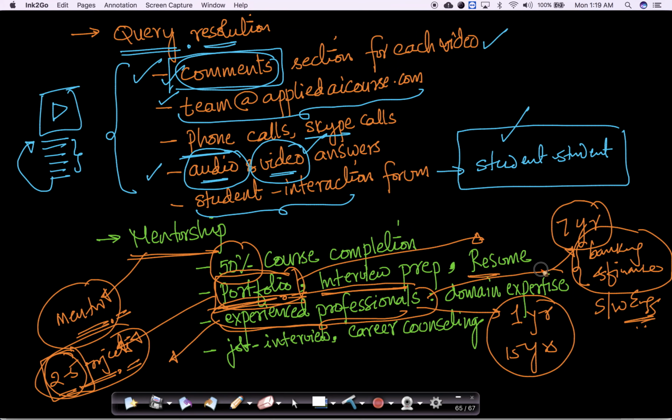So we want him to build on top of the domain expertise that he or she already has. There is no point ditching all of this experience that you've gained. So we want to help you build on top of this 7 years experience in this domain by actually working with you to build portfolio projects in and around the banking domain.